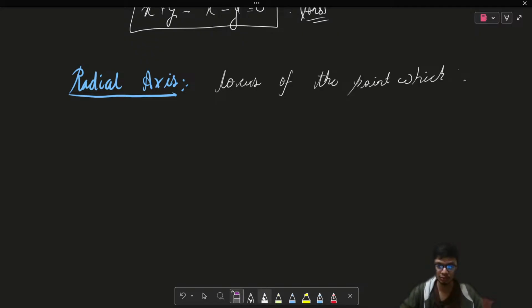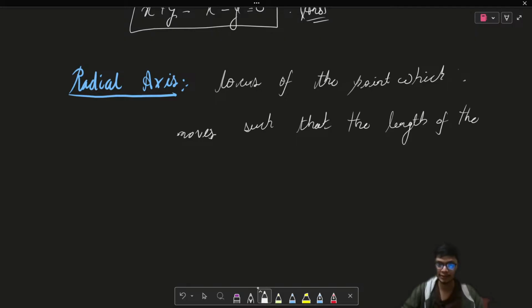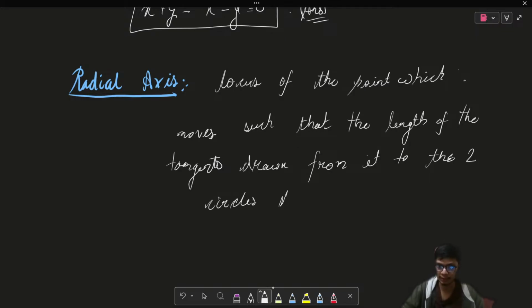or locus of the point which moves such that the length of the tangents drawn from it to the two circles, from that particular point to the two circles, should be equal. Okay, so that is the locus condition, that should be equal, right?